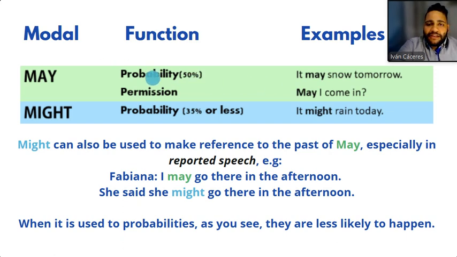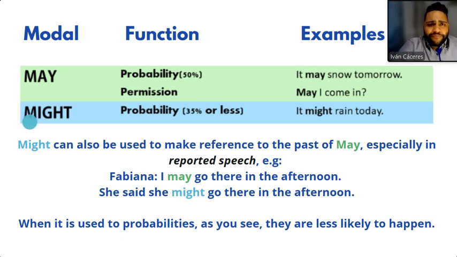And then for probability, you have a bigger probability with may than the one that you have with might. It may snow tomorrow. Maybe it will snow tomorrow. And if you say it might rain today, the probability is smaller. I could, of course, replace might here. It might snow tomorrow, but the probability is going to be smaller than if I say it with may.